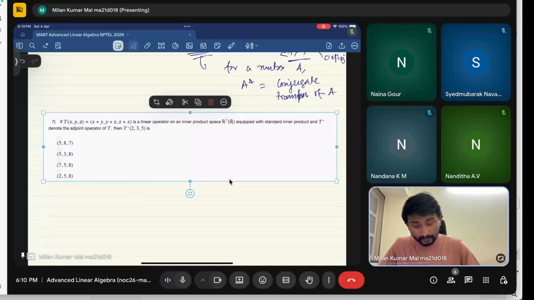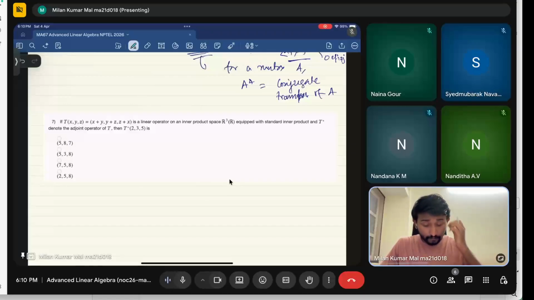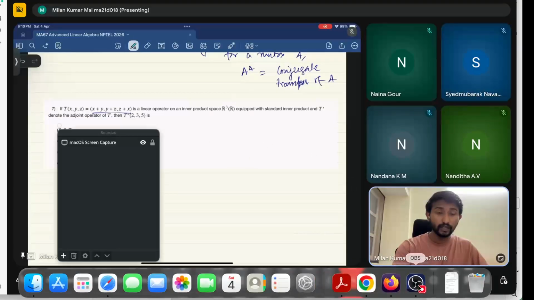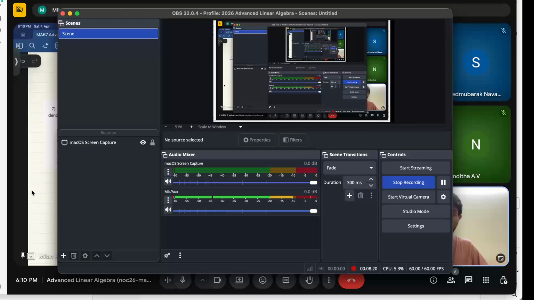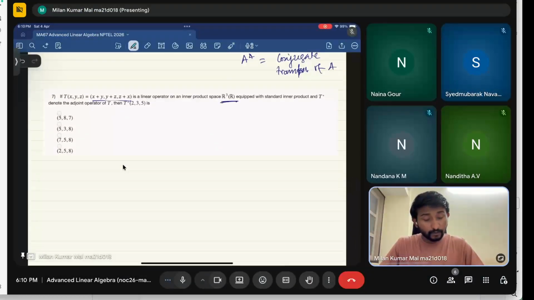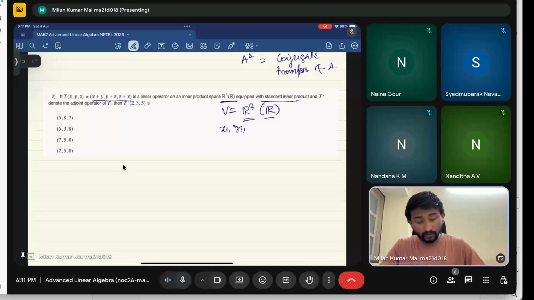So what this problem says: T from x, y, z to x plus y, y plus z, z plus x is a linear operator on an inner product space R3. Here it is over the real field, we are not in the complex field. And the vector space has the standard inner product, for V equals R3 over R, that is, V is R3 and the field is R. The standard inner product of x1, y1, z1 with x2, y2, z2, these are the elements in V.